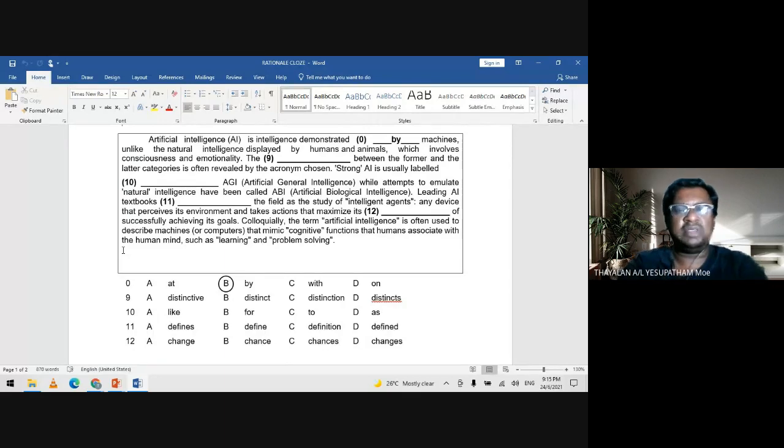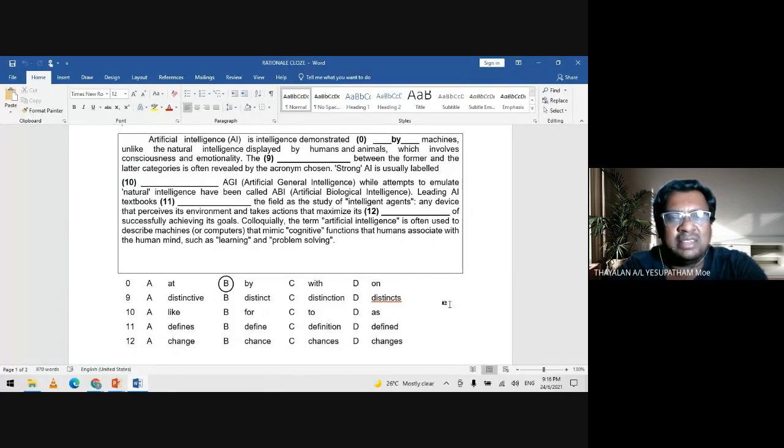Now let's look at the options. Artificial intelligence is intelligence demonstrated at, by, with, on. So the correct answer is by machines. Okay. Unlike the natural intelligence displayed by humans and animals, which involves consciousness and emotionality. The dash between the former and the latter. So A distinctive, B distinct, C distinction, D distincts. Number 9, what is the answer? C, sir. C distinction. Very good. The distinction between the former and the latter categories is often revealed by the acronym chosen.